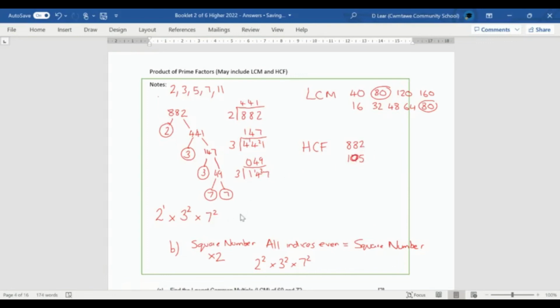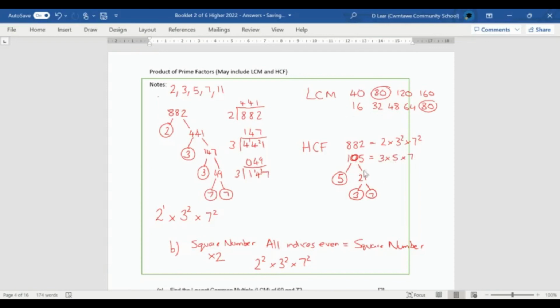Now, we've already got that 882 is 2 times 3 squared times 7 squared. 105, if we just quickly do this here, 5 goes into it. If you divide it by 5, you get 21. And if you divide that by 3, you get 7. So they are all prime. So it's 3 times 5 times 7.